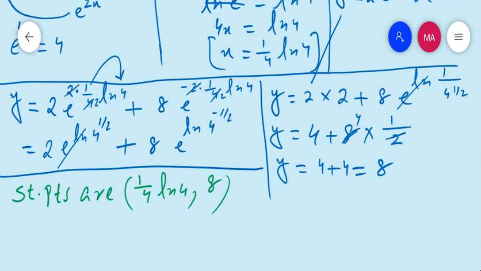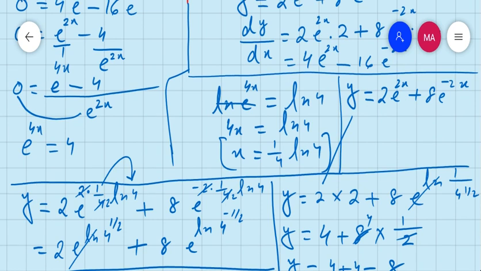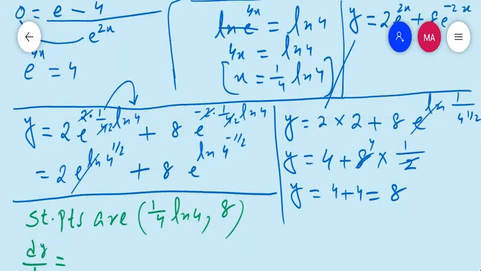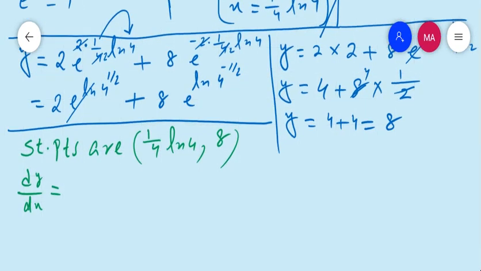But the question is not ended. They also ask the nature of this stationary point. So in order to find the nature, we must have the first derivative, which we have already found above. So dy by dx is 4e^(2x) minus 16e^(-2x). In order to find the nature, we must find the second derivative.